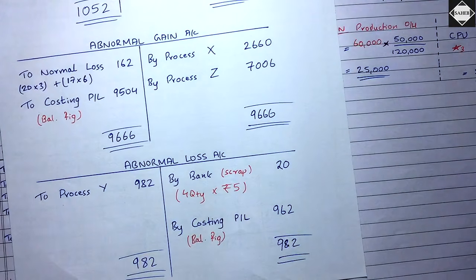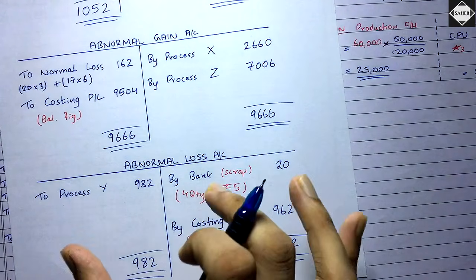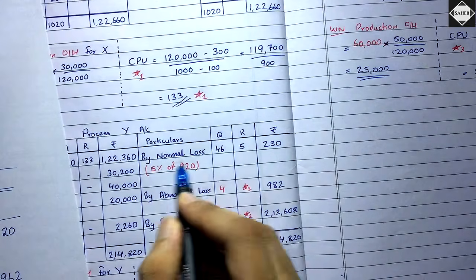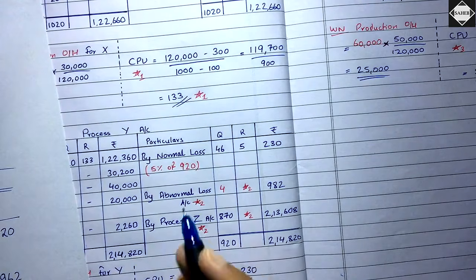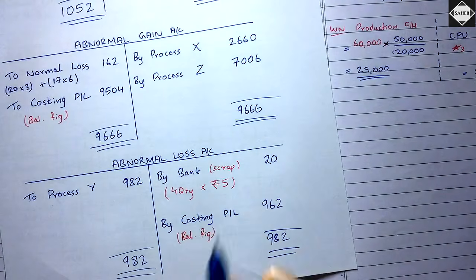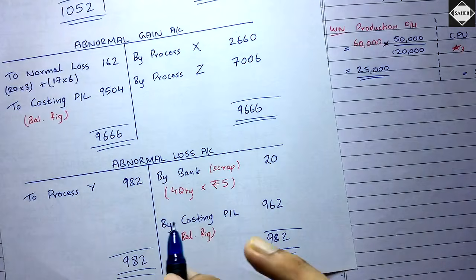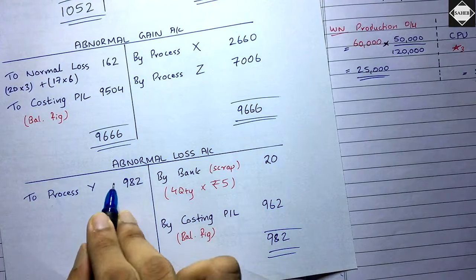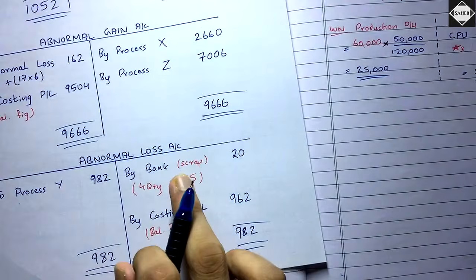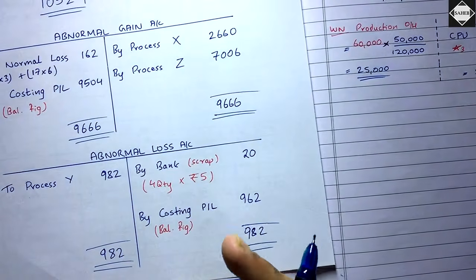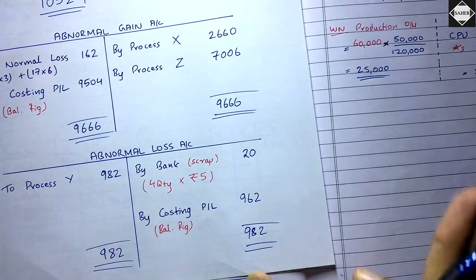So whenever there is abnormal loss and the scrap value of normal loss is given, you will take the abnormal loss also and sell it at that same scrap rate only, in the abnormal loss account. See, process Y is taken at cost price, coming from the process account at cost price, but you will sell it, because you will not keep the abnormal loss, those faulty units, with yourselves. You will sell it as scrap only.